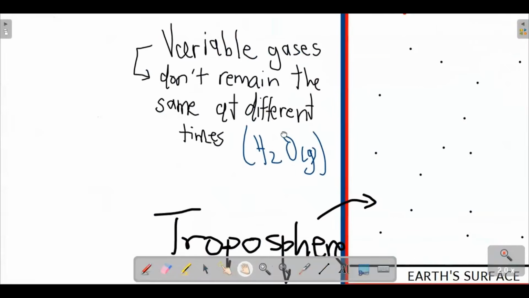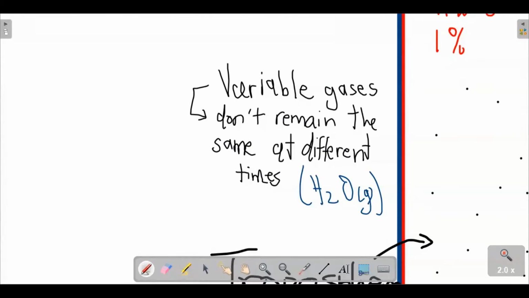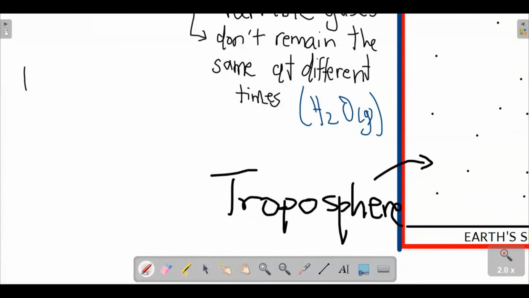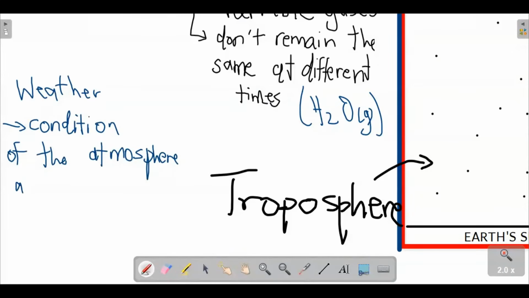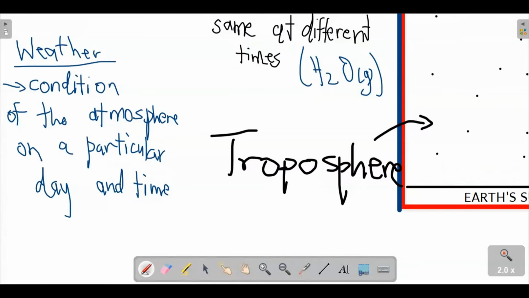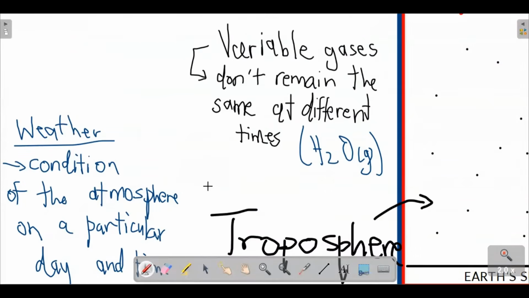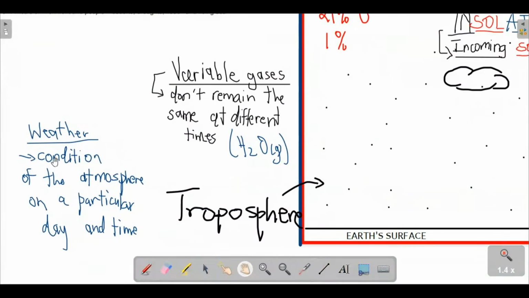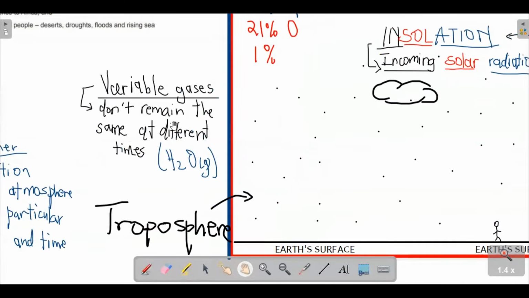And speaking about the condition of the atmosphere on a particular day, at a particular time, that is weather. The definition of weather is the condition of the atmosphere at a specific day and time. And we will talk about these, guys. You don't have to worry about these now. It's just that I keep on remembering stuff. So that is weather, and that is variable gases.